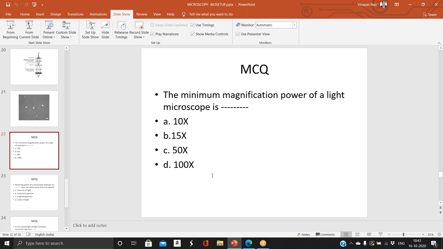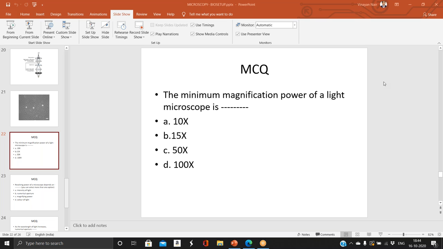So this is the first question for you today. The minimum magnification power of a light microscope is - 10x, 15x, 50x, 100x. Please poll your answers in the chat box. I need all of you to poll your answers, all 6 members. Then only I will explain the answer.